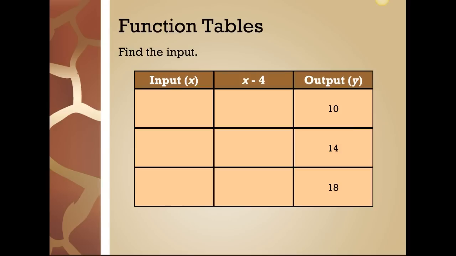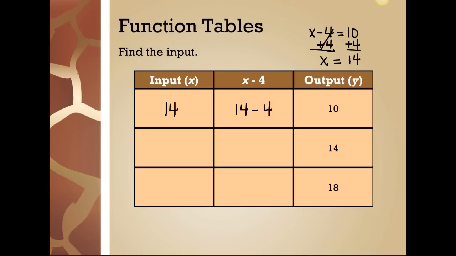Sometimes with function tables we'll have to work in reverse. In this table we are asked to find the input. We can think of the function rule and the output as an equation. For example, with the first output we would have x minus 4 equals 10. To solve this equation, we would add 4 to both sides. In doing so, we would get x equals 14. Therefore, we know that our input is 14. Then we have 14 minus 4, which equals 10, so we can check our answer.